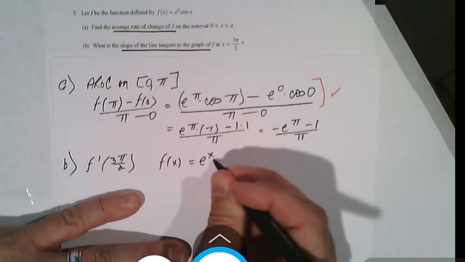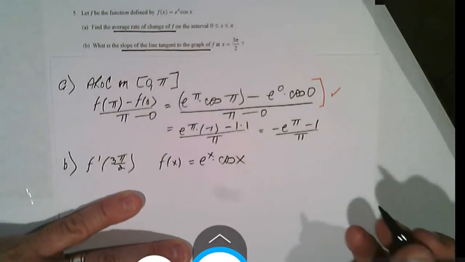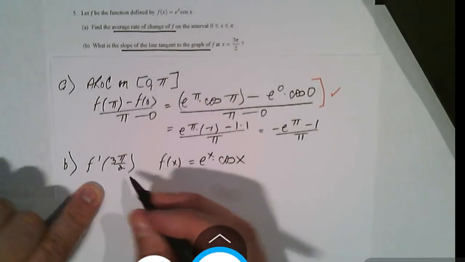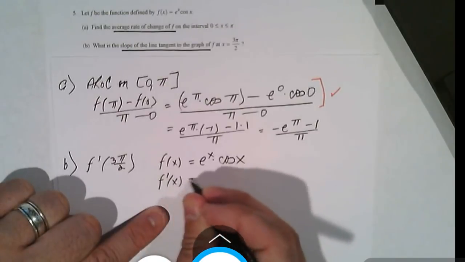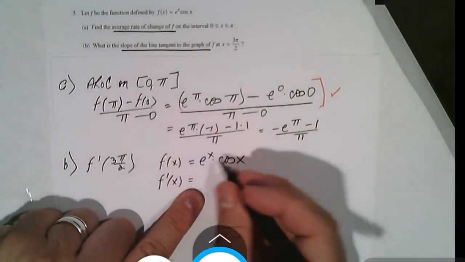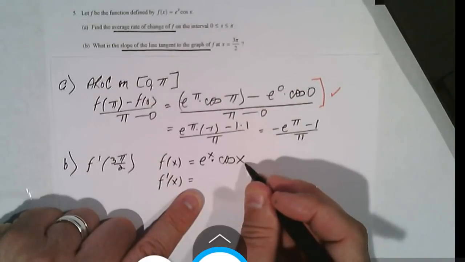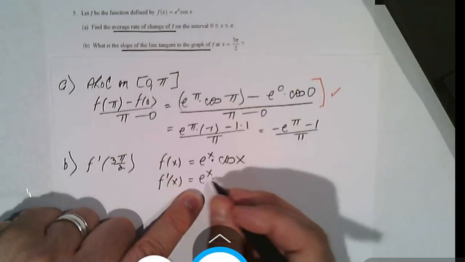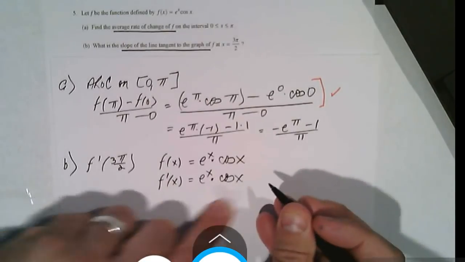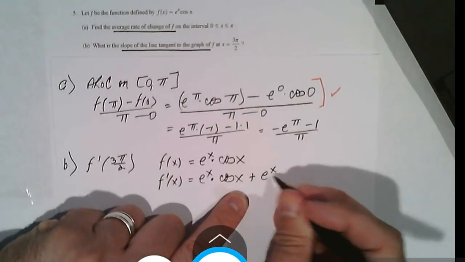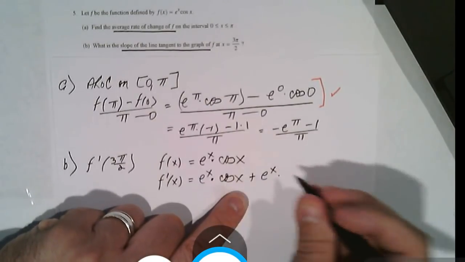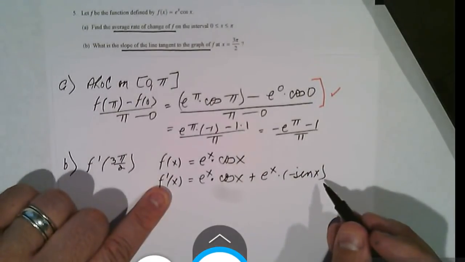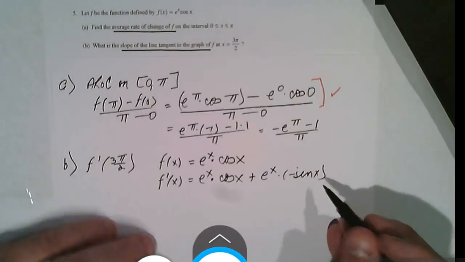F of x, we know, is e to the x times cosine of x. To find f prime of 3 pi over 2, I first of all find f prime of x. How am I going to do that? E to the x times cosine of x. Product rule. Product rule says take the derivative of the first, which is e to the x, leave the second alone, plus leave the first alone, times the derivative of the second. That's your derivative using the product rule.